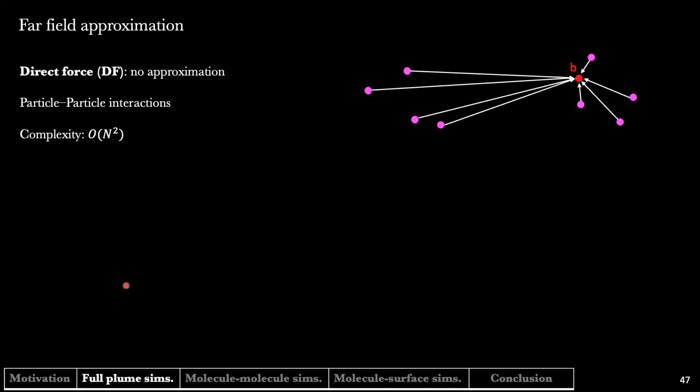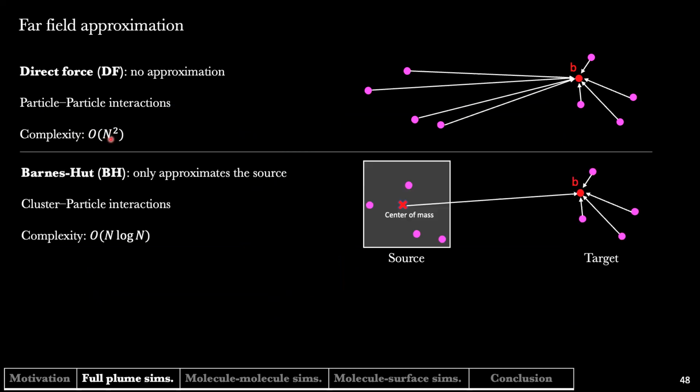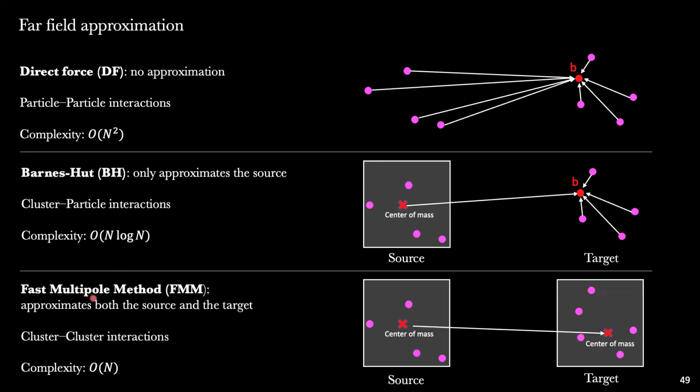So in the direct force algorithm, we compute particle-particle interactions. So the complexity is n squared. We do about n squared computations for n given particles. And then there is this algorithm called Barnes-Hut algorithm, in which we approximate the source and we compute cluster-to-particle interactions. And the complexity here is n log n, n being the number of particles. And then there is the fast multipole method, the FMM, where we approximate both the source and the target, and we do cluster-to-cluster interactions, and the complexity here is n.